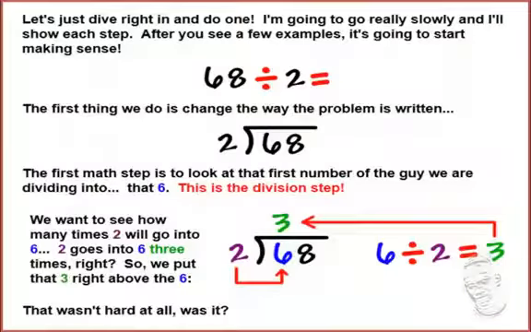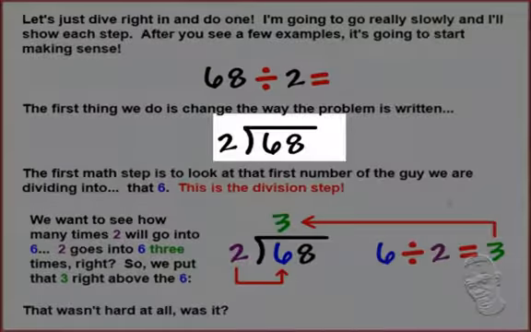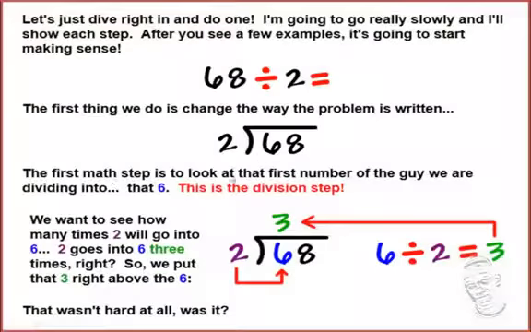So let's just dive right into it, and let's do one. We're going to start very slowly, and we're going to show you some examples. We're going to start with 68 divided by 2. First we're going to set up the problem: 2 divided into 68. The first thing we have to learn is that we refer to this as the 6. This is our first number that we're going to divide 2 into, so this is going to be our division step.